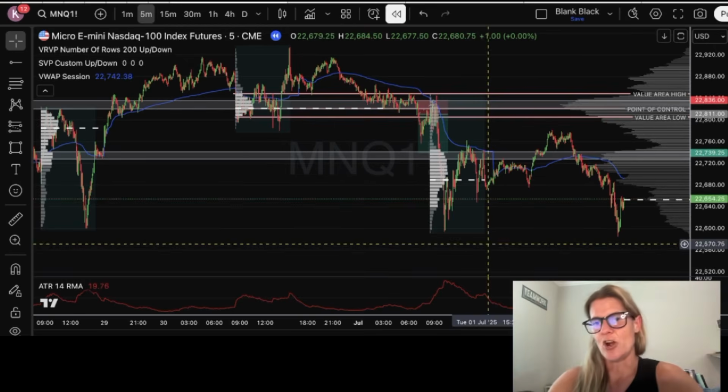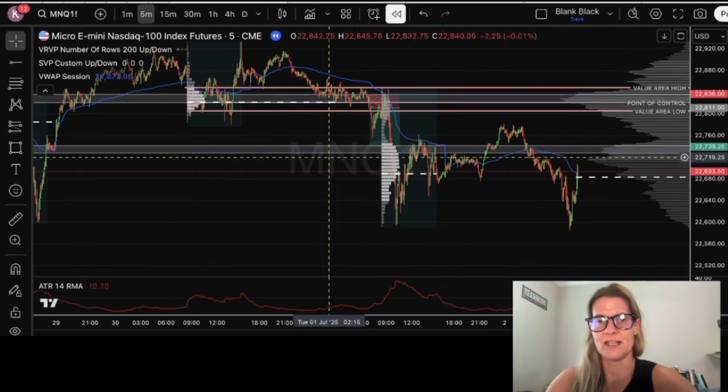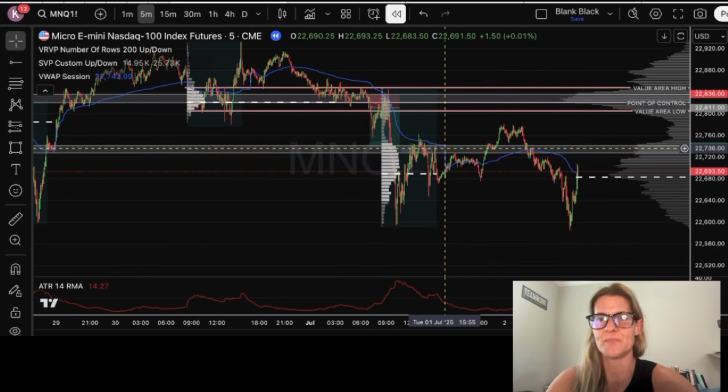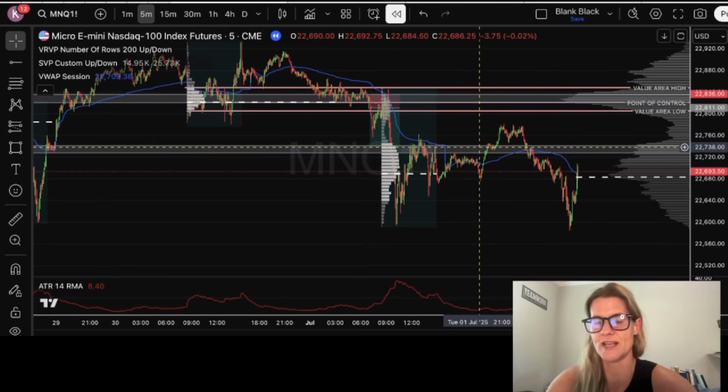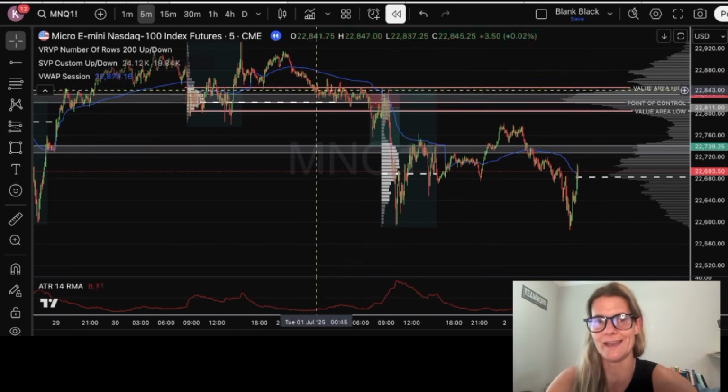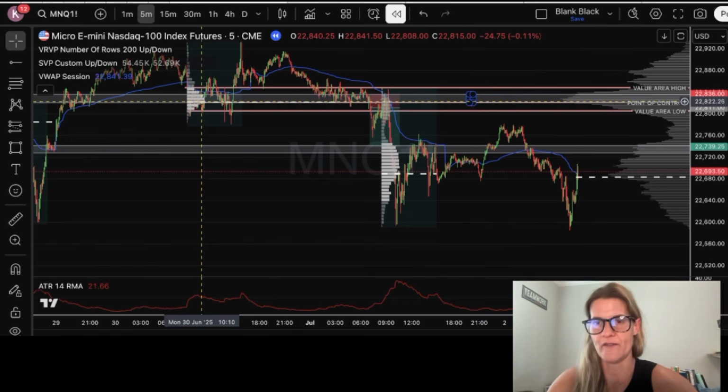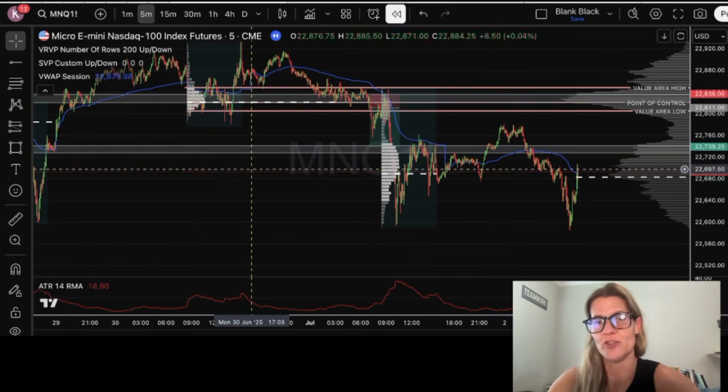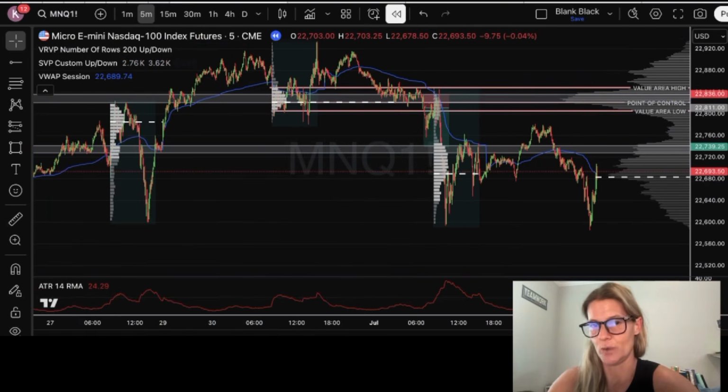So the key in all of this is everything that I've given you. VWAP, visible range volume profile where there's areas of high volume, and the session point of control, value area high, value area low. Those are just areas to watch for and see how price reacts.